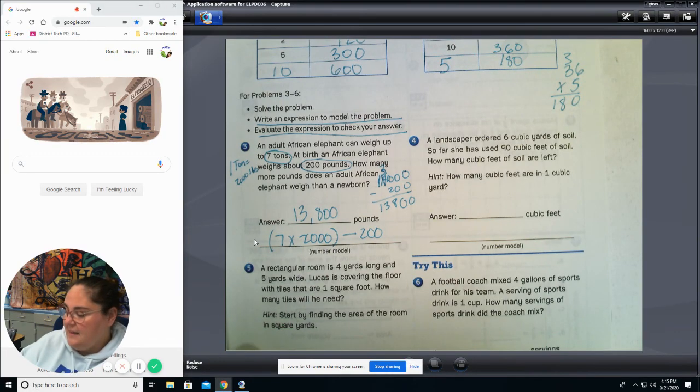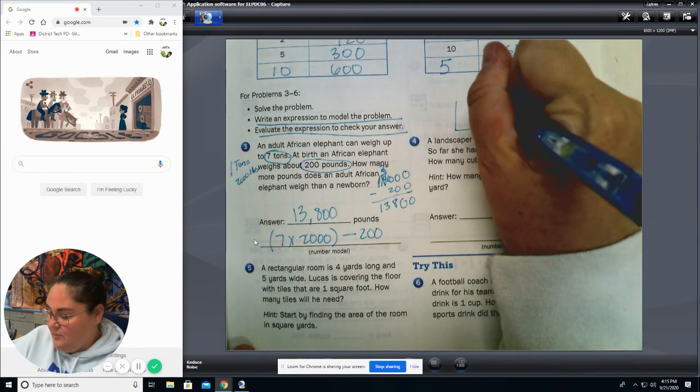Number 4, a landscaper ordered 6 cubic yards of soil. So far, she has 90 cubic feet. How many cubic feet of soil are left? Hint, how many cubic feet are in 1 cubic yard? So here's your hint.